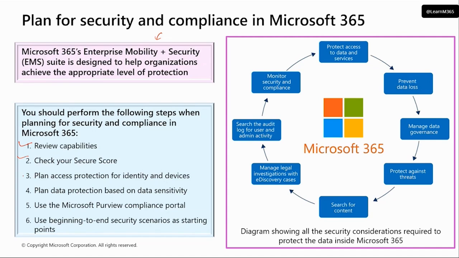Second, plan access protection for identity and devices. Plan data protection based on data sensitivity. Use the Microsoft Purview compliance portal. Use beginning to end security scenarios as starting points. So first of all, this is a cycle. Okay, protect access to data and services, prevent data loss, manage data governance, protect against threats, search for content, manage legal investigations with e-discovery cases, search the audit log for user and admin activity, monitor security and compliance. So this diagram shows all the security considerations required to protect the data inside Microsoft 365.